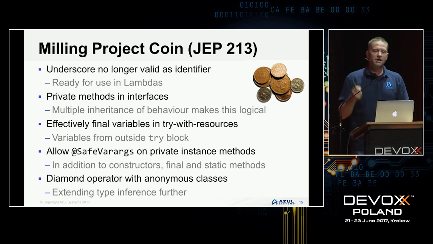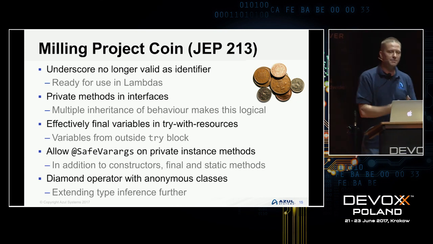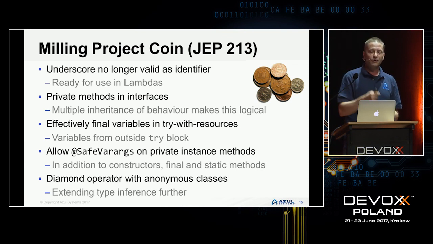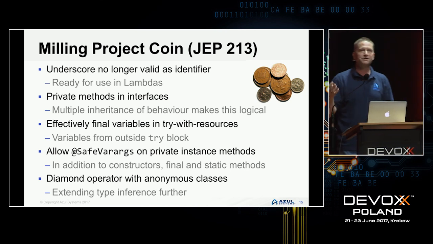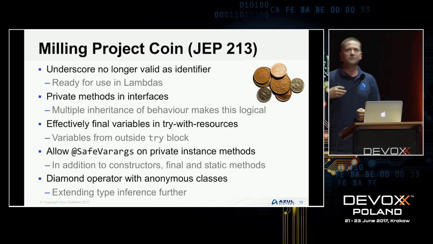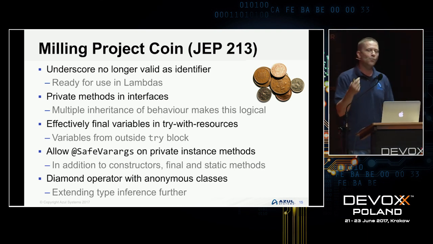Safe varargs is now available on private instance methods. If you look at the description of safe varargs, which I won't spend too long talking about, basically you can use safe varargs on a constructor, a final method, or a static method. These are all methods that can't be overridden directly in a subclass. Private methods also can't be overridden, so it makes sense to use safe varargs in the same way.